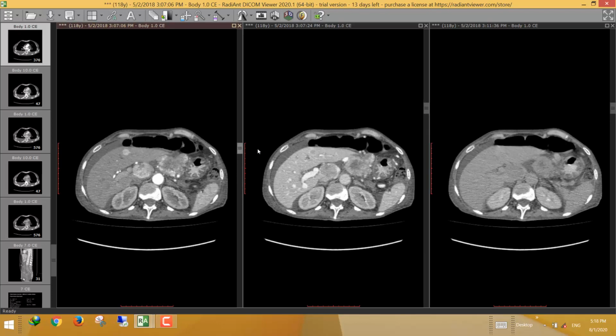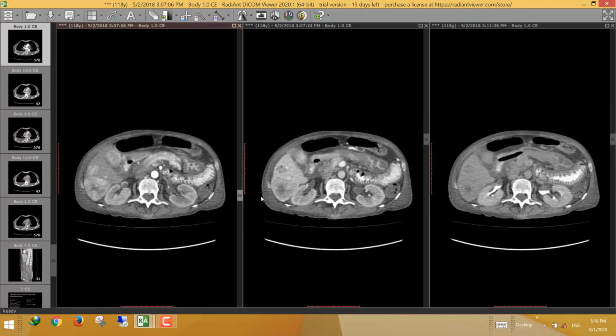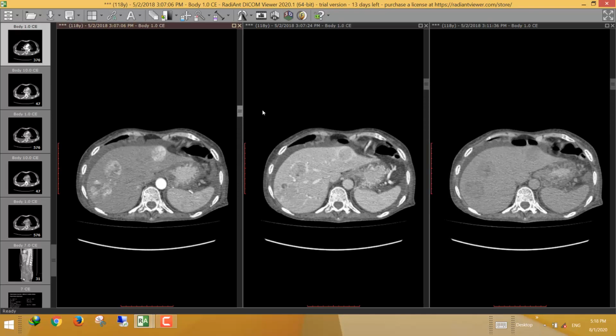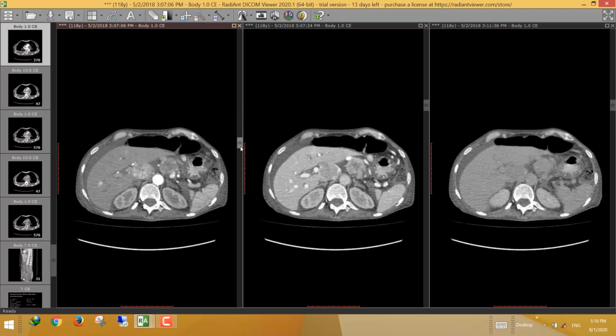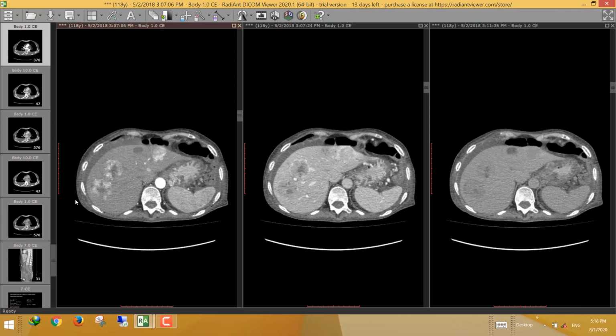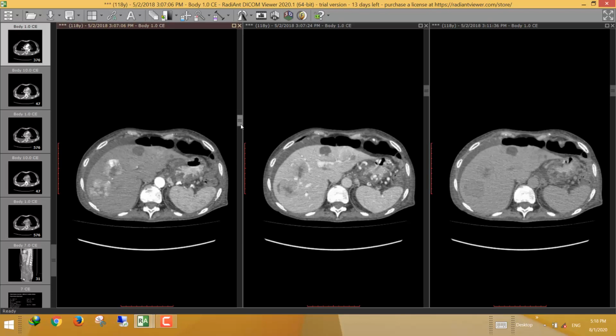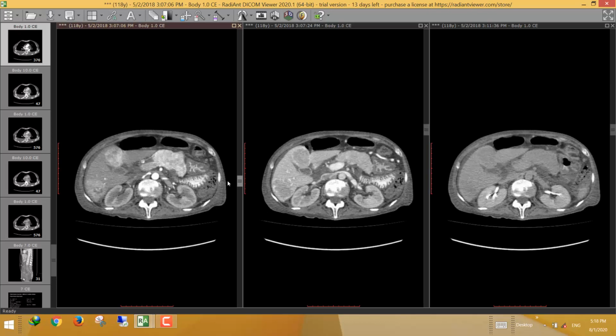So all these features are typical for pancreatic neuroendocrine tumor, and the lesions in the liver are usually hypervascular metastases. So these lesions are not multicentric HCC, they are metastatic deposits, hypervascular metastatic deposits from a large pancreatic neuroendocrine tumor.